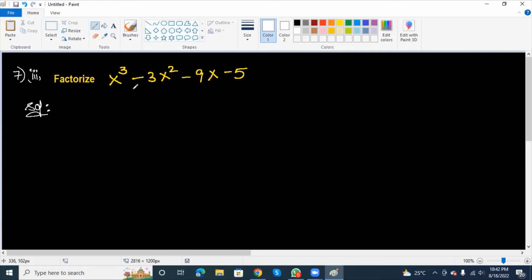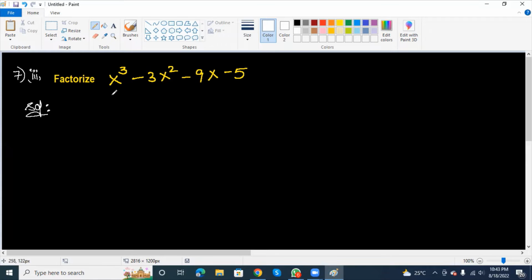This cubic polynomial contains 3 factors. Hence the degree is 3. At most we will have 3 factors. So factorize means we need to find those 3 factors. For factorization, the first factor can be found by trial and error method.